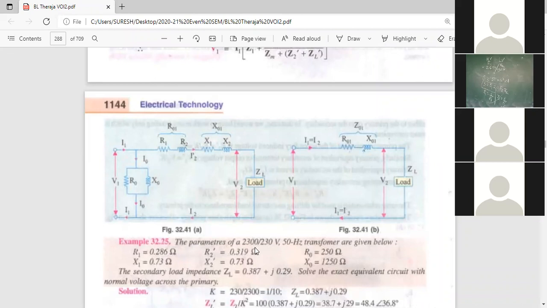But in the previous problems, we have calculated R2 dash. R2 dash is R2 by K square. But here, there is no need to calculate in this problem. They are directly giving R2 dash and X2 dash in the problem. We'll see this problem in the next class. As time is not there, we'll see it in the next class.